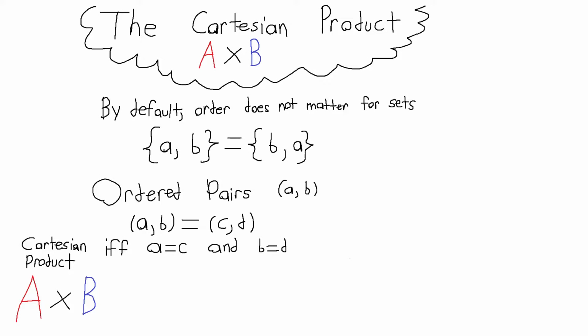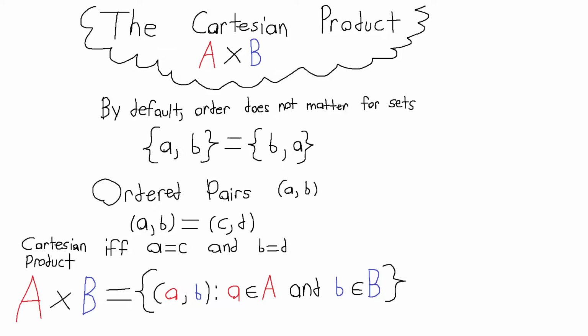Now, we are ready to define the Cartesian product. The Cartesian product of two sets A and B is the set of ordered pairs, with entries in the first slot coming from A, and entries in the second slot coming from B. Another way to think of the Cartesian product is as being the set of ways by which we can pick an element from A and an element from B.